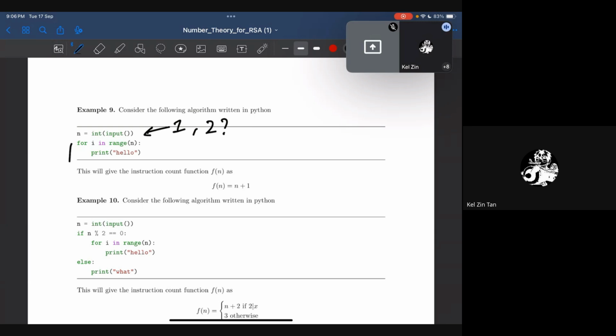And then now we have the for loop. So for this for loop, you're looping from 1 to n, and for each loop you do print hello. Intuitively, you can think of it like this: the print hello instruction, this line, has been done n times. That's why the final instruction count will be F(n) equals n plus 1.